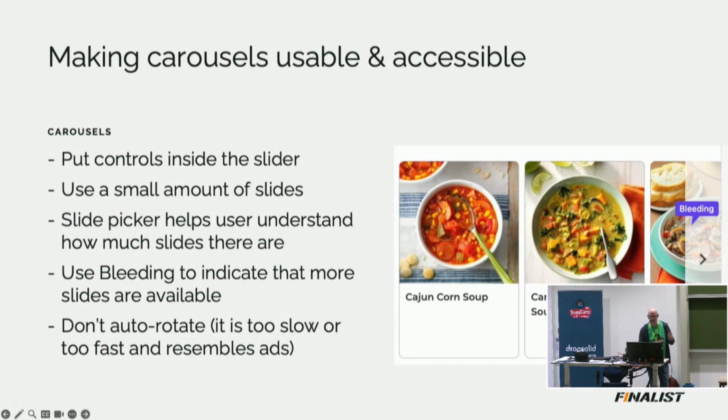A couple of things to make sliders accessible and usable would be to put the controls, so the next and previous buttons, inside the slider, reduce the number of slides to a minimum, use the slide picker, and use the bleeding technique, which is shown in this screenshot. And make sure you disable any auto rotation, because it's always either too slow or too fast. And also people think it's an ad, and we have all learned that we should ignore anything that looks like an ad on a website.